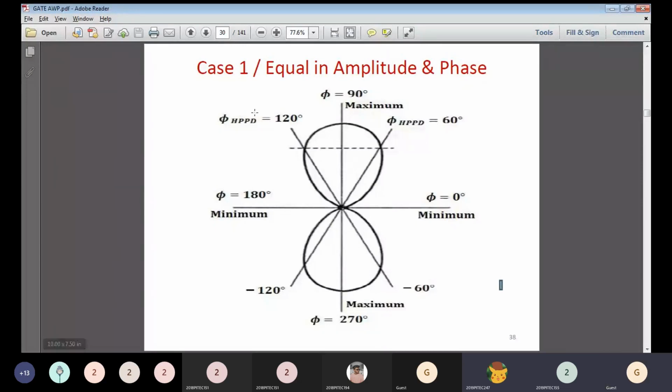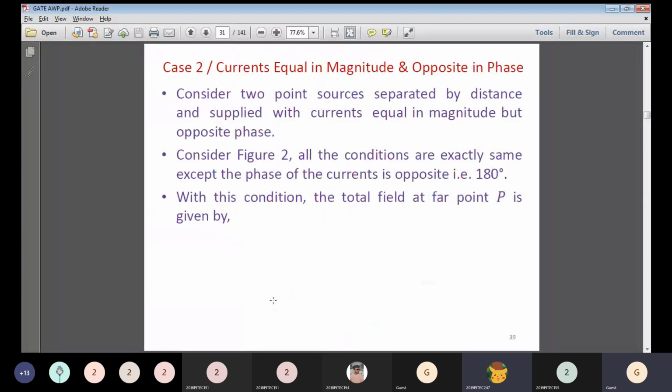This is the total field pattern of case 1. In case 1, we have equal amplitude currents and the same phase. Keep this in mind. Next, in the second case, the currents are equal in magnitude and opposite in phase. This is the point you have to consider.